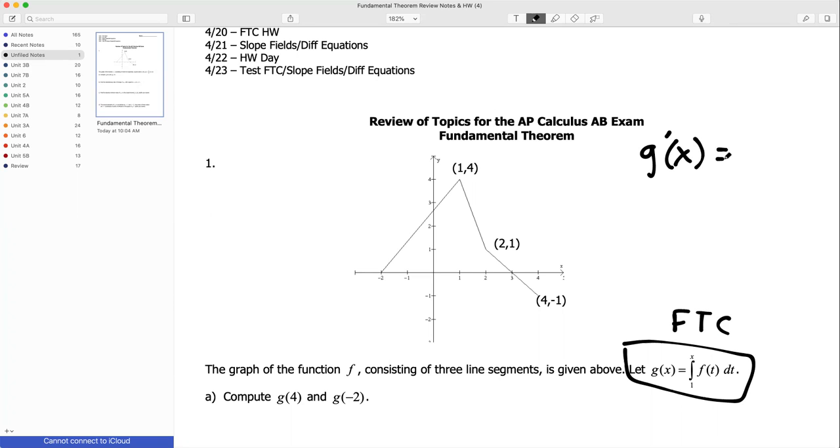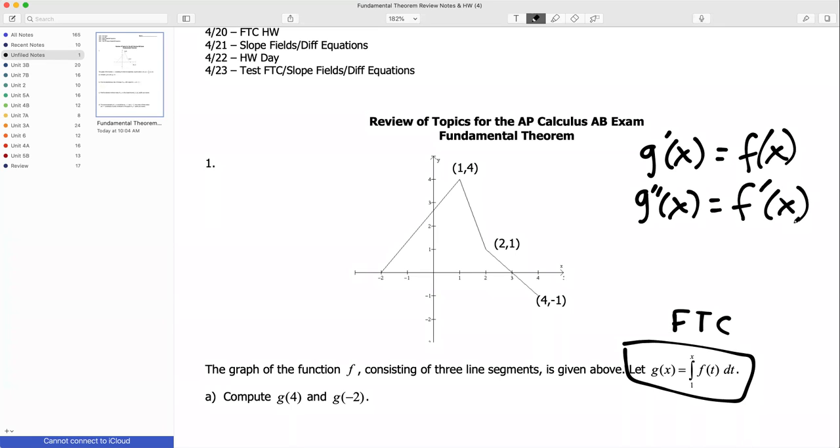g prime of x is equal to f of x. So I take the bound and plug it in, and technically I multiply by the derivative of the bound, but in this case it's just 1. And it follows from this that g double prime of x is equal to, excuse me, f prime of x.